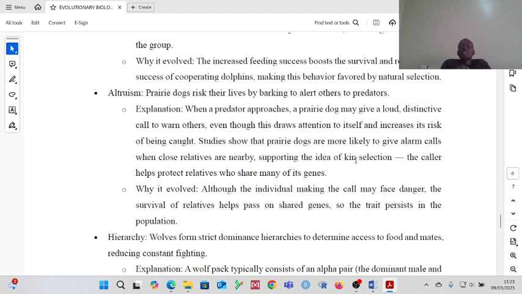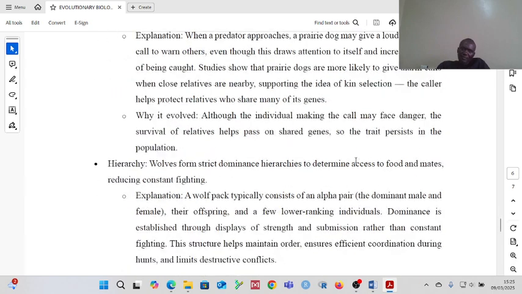But the survival of relatives, wale wenye itakuwa imepiga kelele, wale wengine wakasikia kwamba kuna predators wakatoroka, the survival of those relatives is helping to pass on the genes that are shared. It passes on shared genes. So the traits that are coded for by those shared genes will end up persisting in the population. Okay.